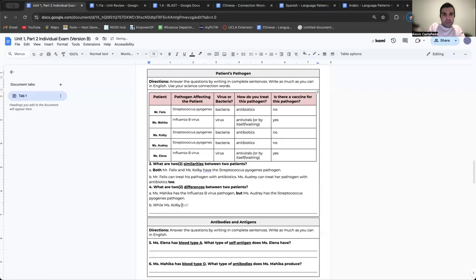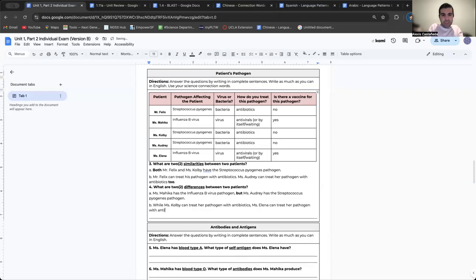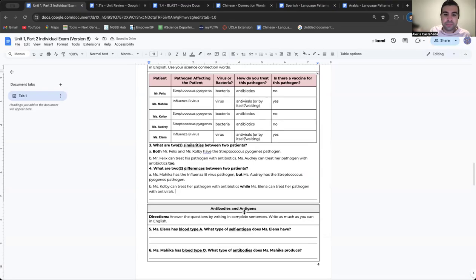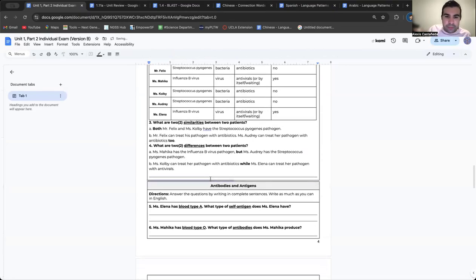So I can write while Miss Colby can treat her pathogen with antibiotics, Miss Elena can treat her pathogen with antivirals. So we use the word while. You can also put the word while here. Miss Colby can treat her pathogen with antibiotics while Miss Elena can treat her pathogen with antivirals. It's the same thing, but we use the word while here. Great. All right, let's go on to the next one.